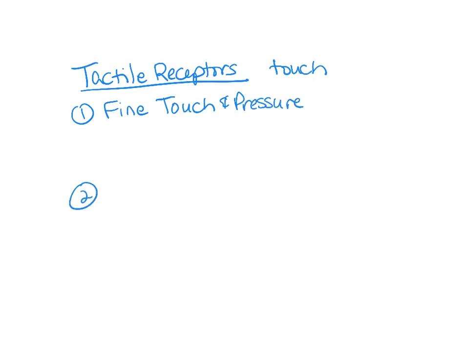Tactile receptors detect touch. And there's 2 different types of touch that they detect. They can detect fine touch and pressure, or they can detect crude touch and pressure.